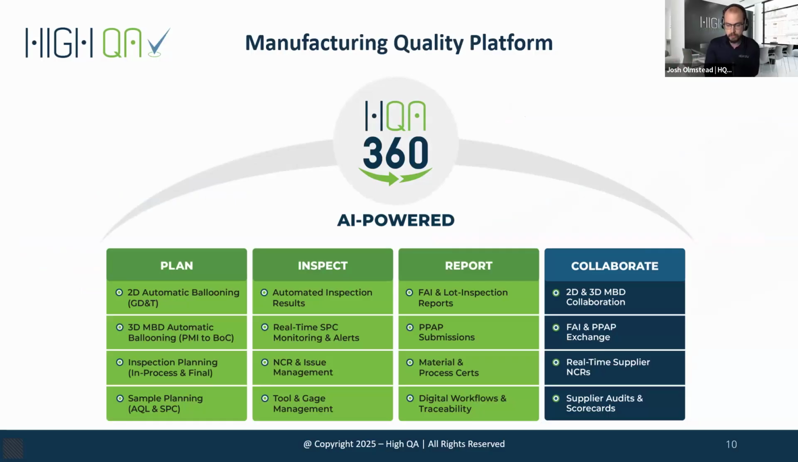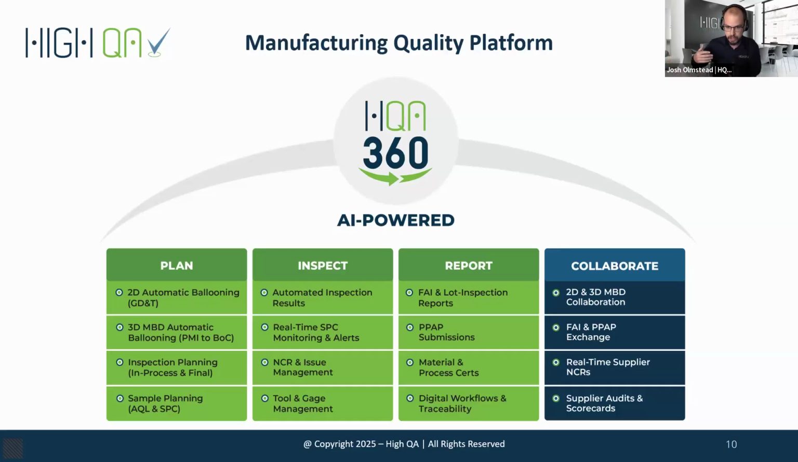And on the next slide, you'll see this is HiQA 360, our manufacturing quality platform, and you can see that we touch really 4 different areas across the quality lifecycle. So first, we're really involved in our quality planning. So it starts with the dissection of 2D auto ballooning or 3D injection of a model, creating inspection plans and sampling plans out of that model. The inspection plans themselves, so importing actual results, real-time SPC, and gauge and tool management, and then ultimately the reporting output of that as well.